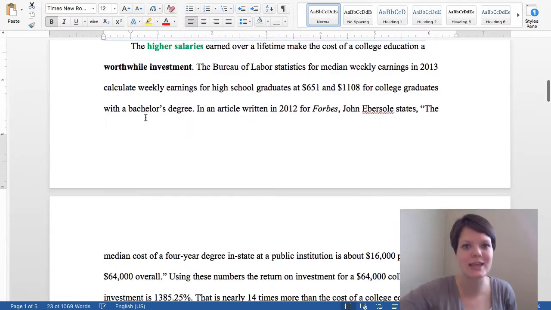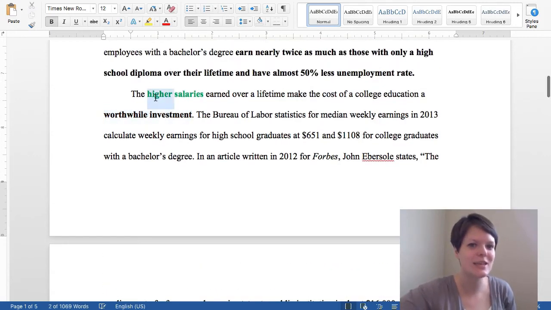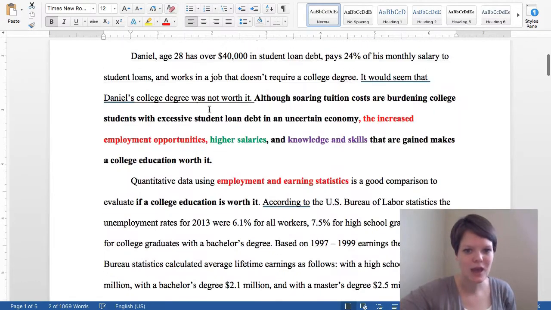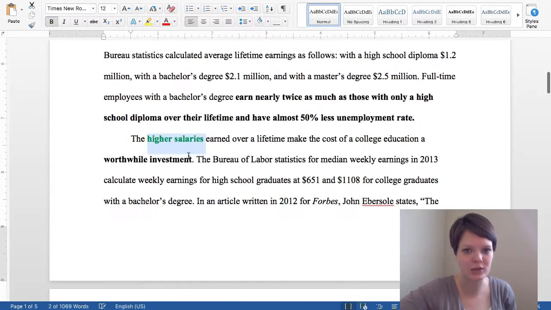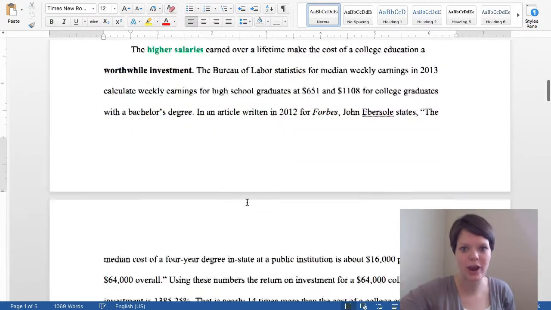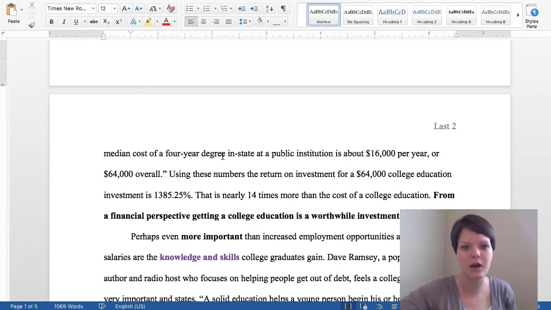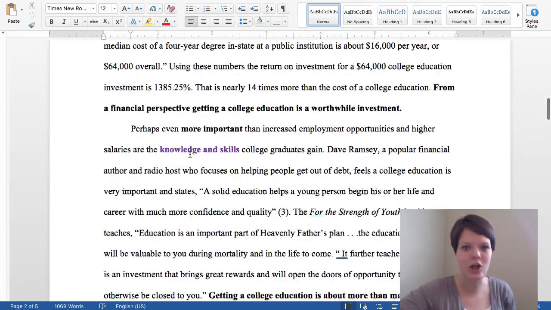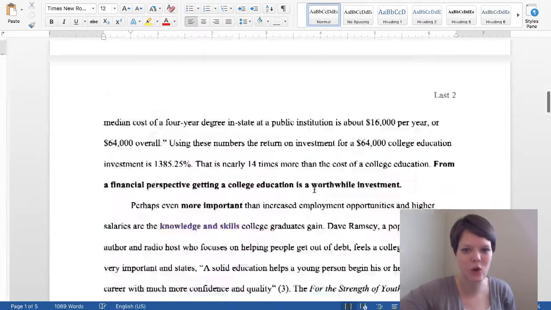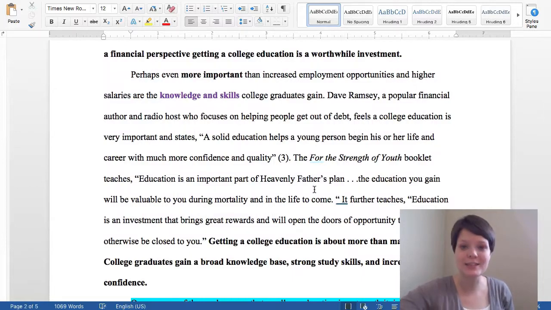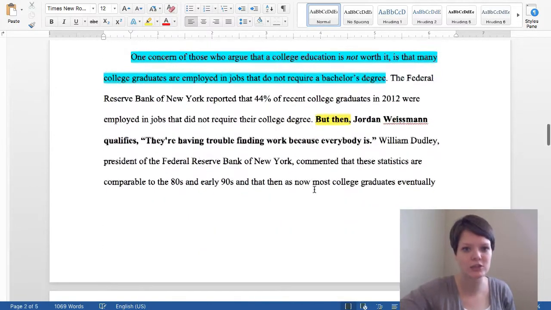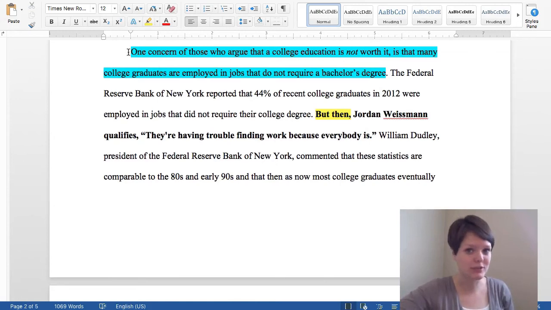Let's take a look at the second topic sentence. The higher salaries earned over a lifetime make the cost of a college education a worthwhile investment. All right, there's the tie back to the thesis. Here's the tie back to the point. Higher salaries, higher salaries. And then this whole paragraph is focused on evidence on that. Okay, he does it for knowledge and skills as well, his third point. So he's addressed everything in his thesis. You want to make sure they match. And then he goes into his opposing argument.